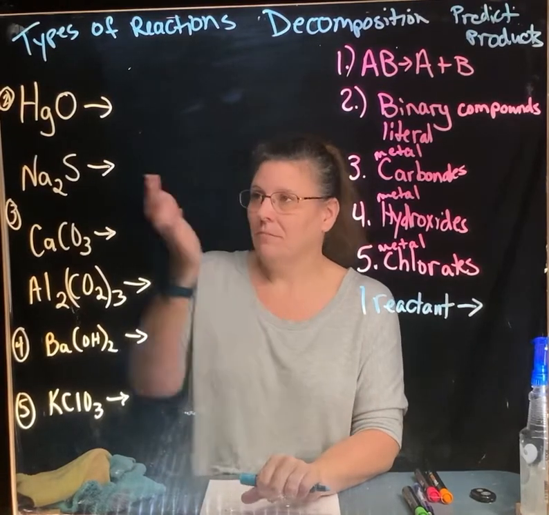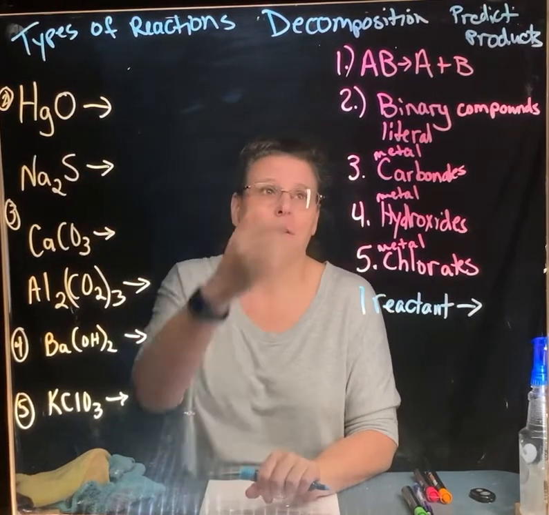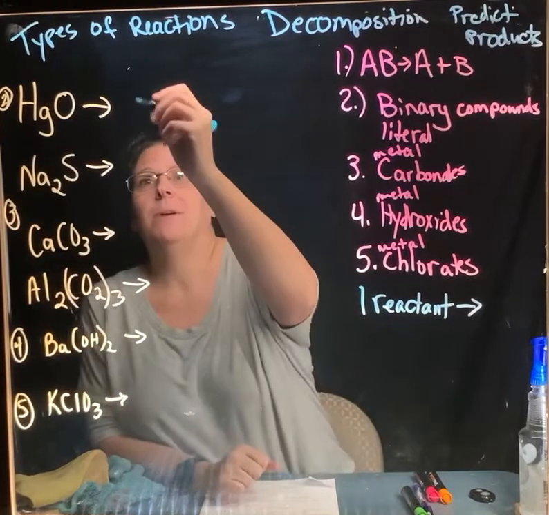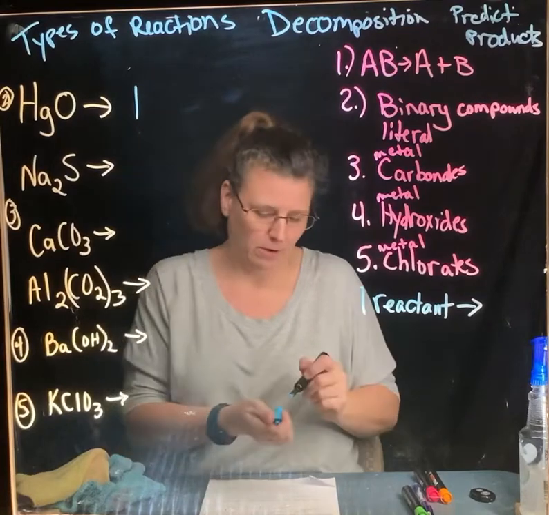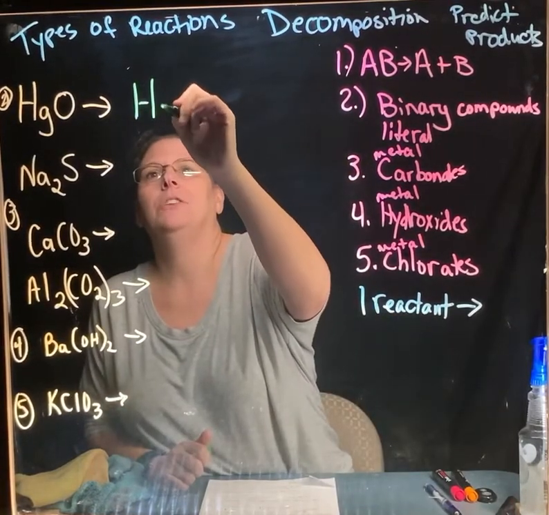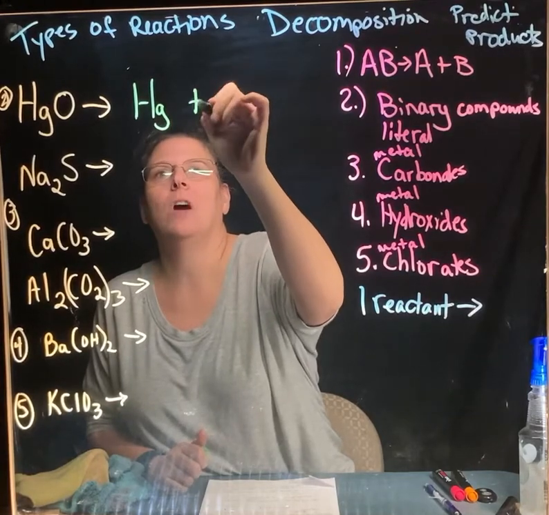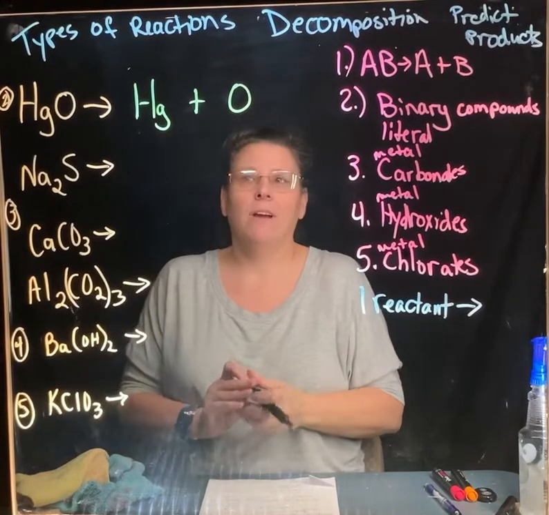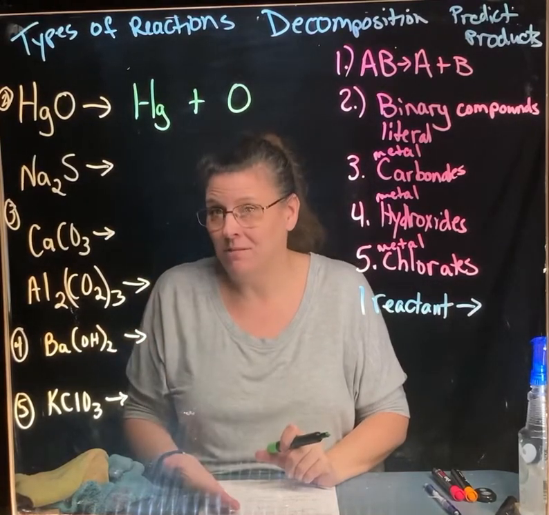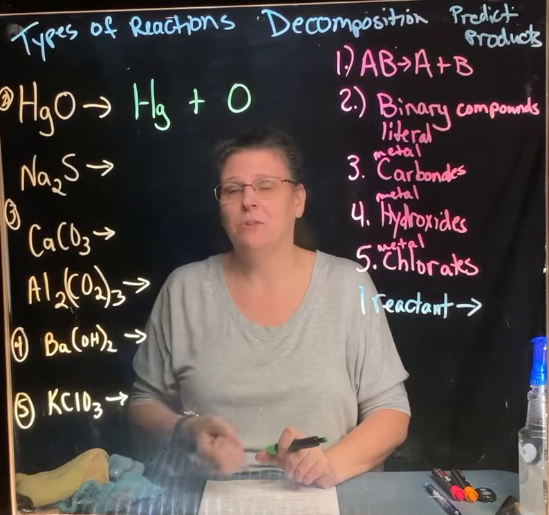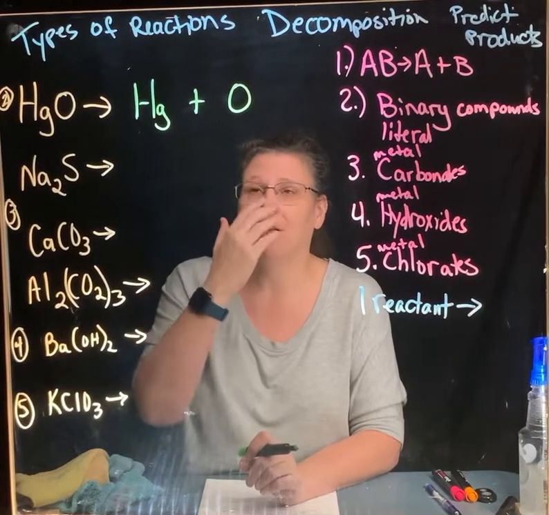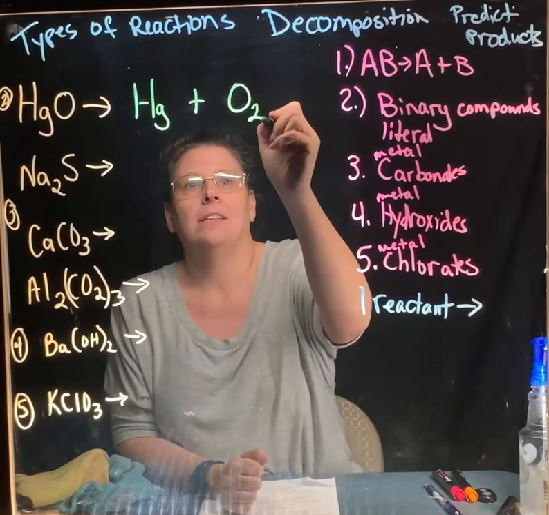So these first 2 are binary compounds. You have 2 elements and that's it. So what they're going to do is basically just break apart. Hg and O plus O. Now, you have 3 elements now. So what do we have to do? Just like in previous videos, we have to see if we have any diatomic molecules. Since we have a diatomic molecule in oxygen, it has to have a 2.